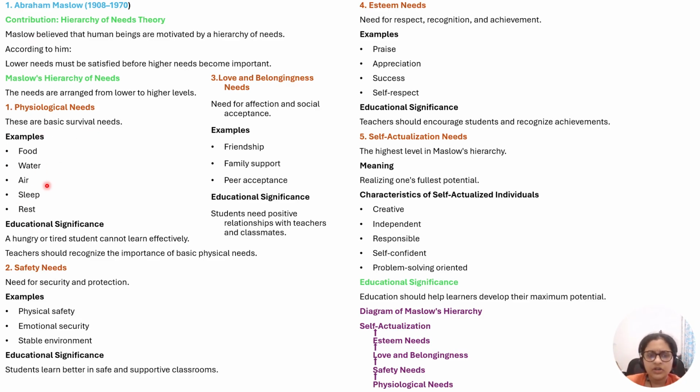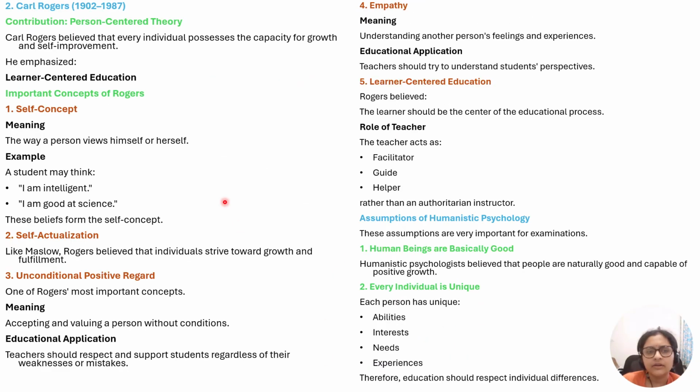First, physiological needs: air, food, water, sleep. Then safety needs: physical safety, emotional safety, and stable environment. Then love and belongingness: friendship, family support, peer acceptance. Then esteem needs, that means need for respect, recognition, and achievement. Self-actualization need, that means realizing one's own potential. Okay, creative, independent, responsible, self-confident. Okay, this is a diagram of Maslow's hierarchy.